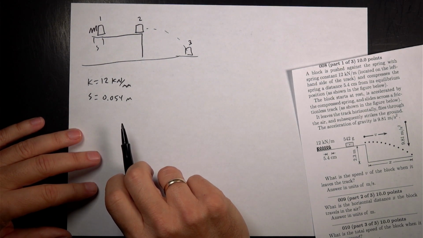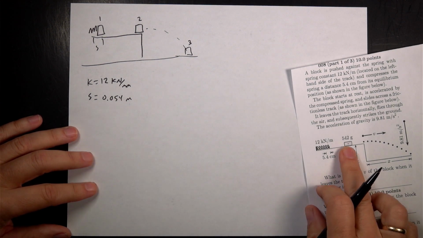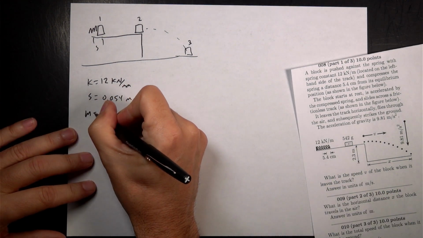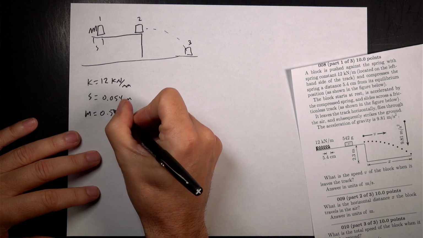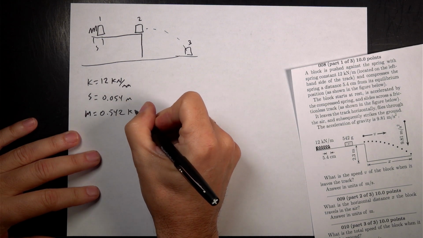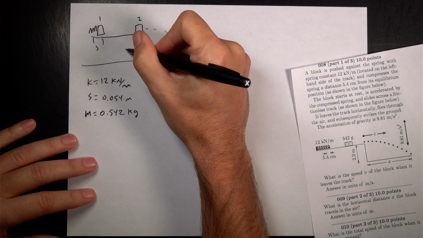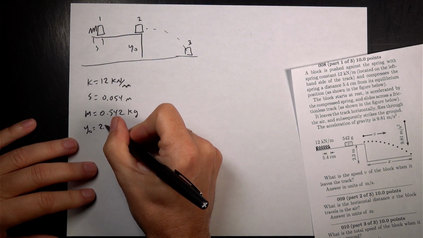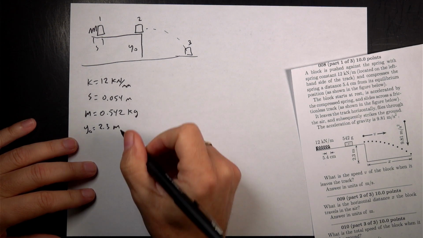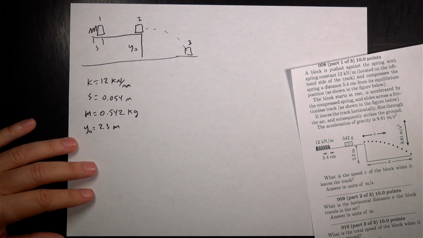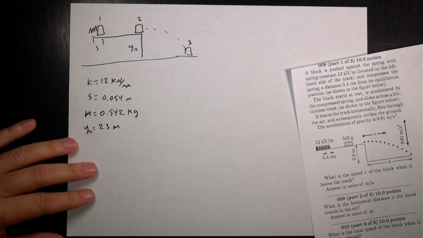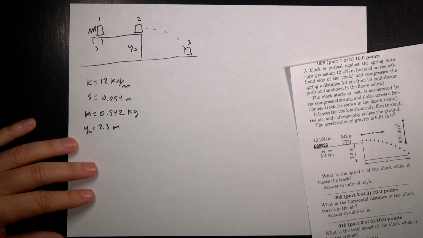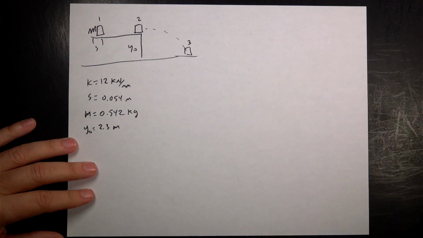The mass of the block, I need that. Oh, they have it over here. m equals 0.542 kilograms. This is going to be y0. y0 is 2.3 meters. Wow, that's pretty high. Yeah, I think I got everything. k, yeah. Okay, so the first thing is, what's the speed, the velocity, right when it leaves the track?